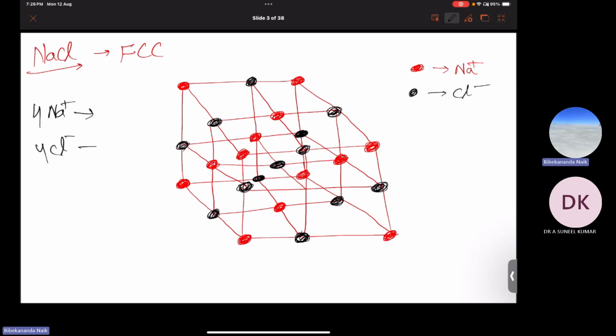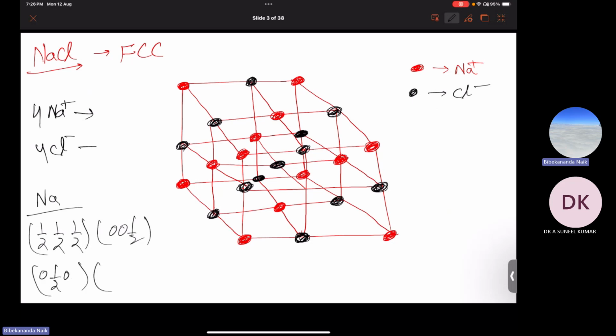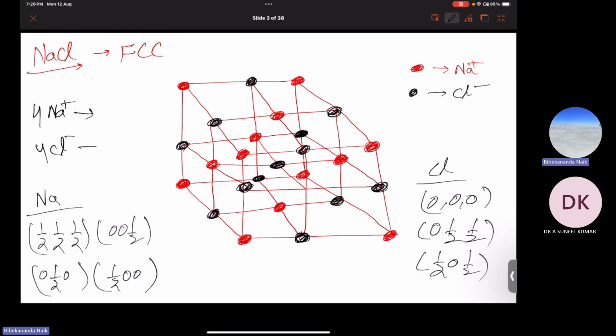So if we talk about their positions, for Na, the coordinates will be half, half, half; 0, 0, half; 0, half, 0; and half, 0, 0. Similarly, for Cl, it will be 0, 0, 0; 0, half, half; half, 0, half; and sorry, it will be half, half, 0.